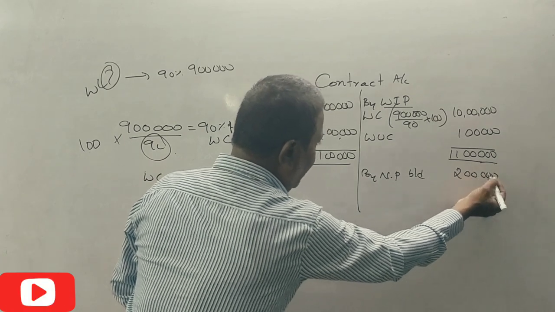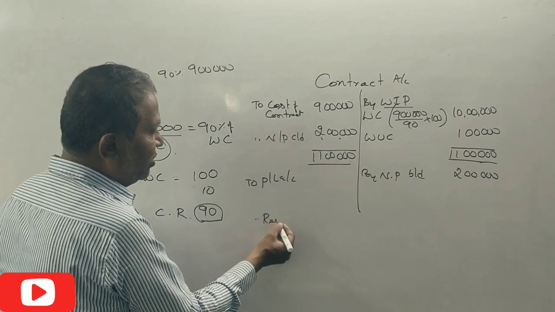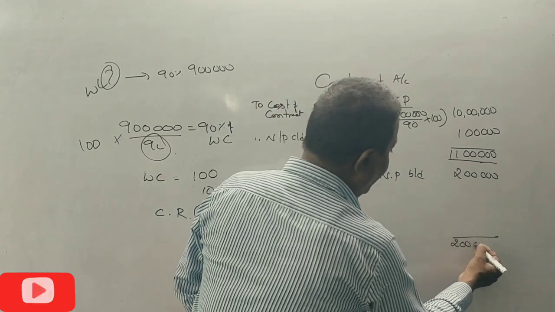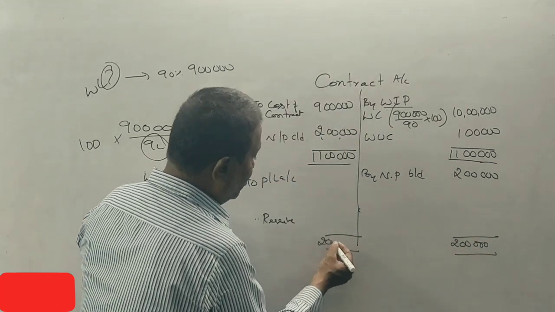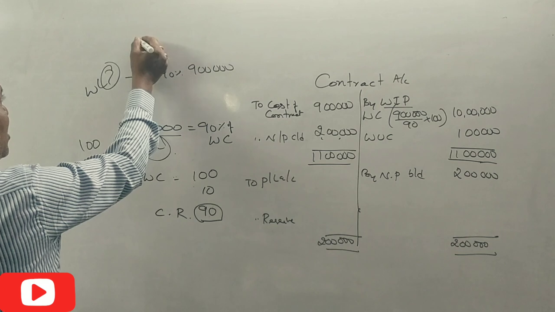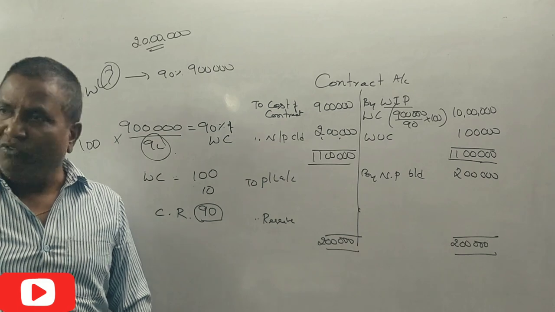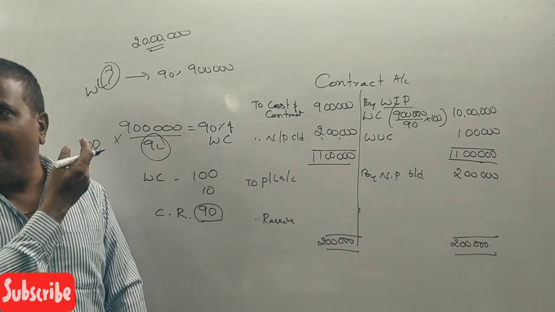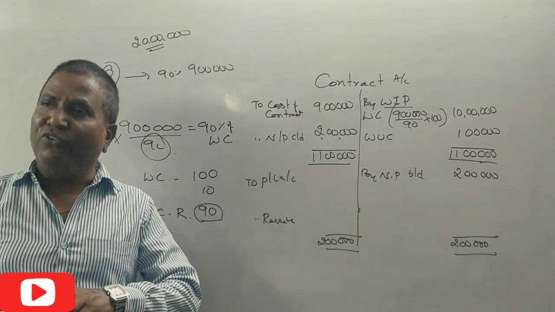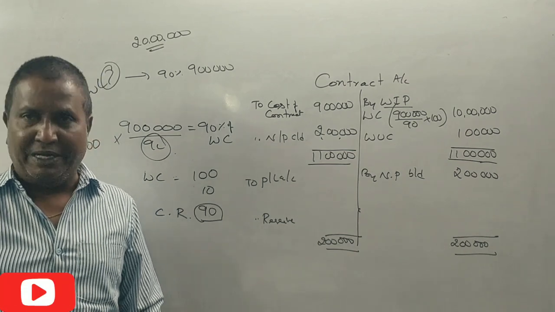Now, in this notional profit, I must transfer a portion to profit and loss account and a portion to reserve. Correct? Yes or no? Yes, how much will you transfer, tell me now. Already, I put the rules there. Rule number 1, 2, 3, and all the heads are there. Look, the total contract value, the price, is 20 lakhs. How much contract price have we taken? 20 lakhs. What is the contract work certified? 10 lakhs. That means out of 20 lakhs, you have completed 10 lakhs, exactly 50%.